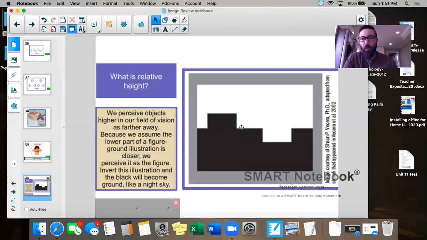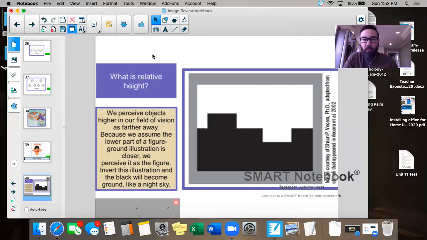In this case, for this image, what they're hoping that you would typically do is look at things and see if it's going to be high or up above, like the white here. It's going to be farther away, because you assume that the lower part of the figure is a thing that's going to be a closer thing. Turn the image up and down. It's a night versus a day sky thing, but you'd have ground and then you'd have up high.